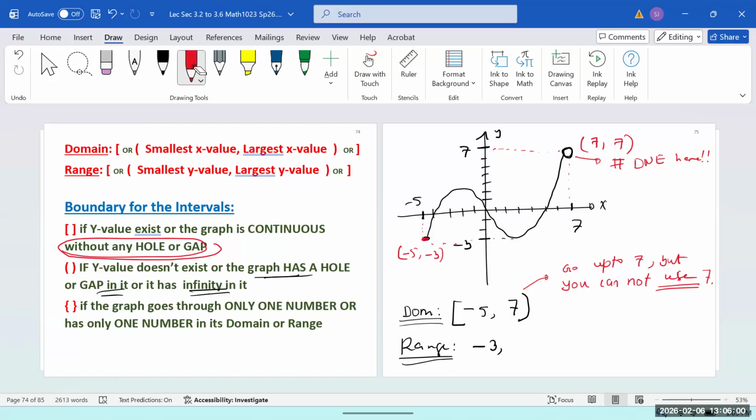And then going upward, what is the highest y value you have? 7. But at 7, do you see any hole? Yes, we do. So 7 doesn't exist. What I'm doing, the other way around. For -3, it is there, but 7 is not there. So -3 doesn't have any hole anywhere in the graph, so it gets a bracket. But when you reach 7, it has a hole, so it has to be parentheses.